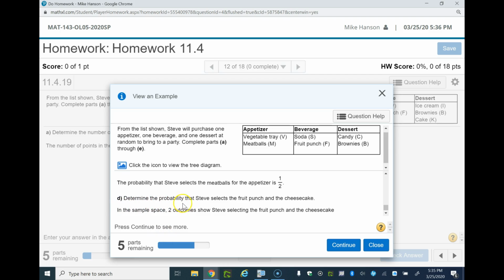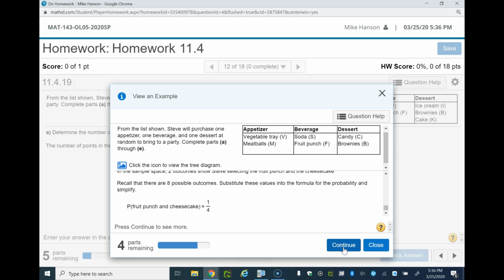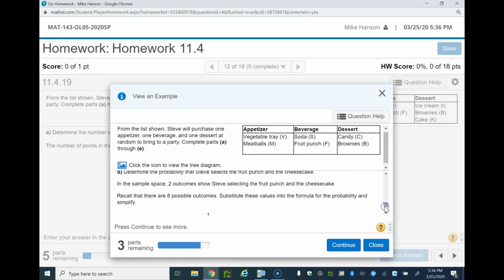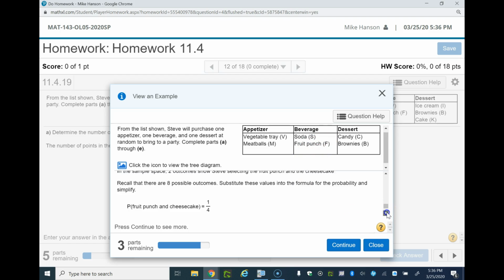Part D, determine the probability that Steve selects fruit punch and cheesecake. So again, go to our listing and figure out where we see all F's and cheesecake. Oops, I guess they actually forgot one. We have a little error in it, but if this was candy or brownies, then you actually look for the C or the B along with the F.